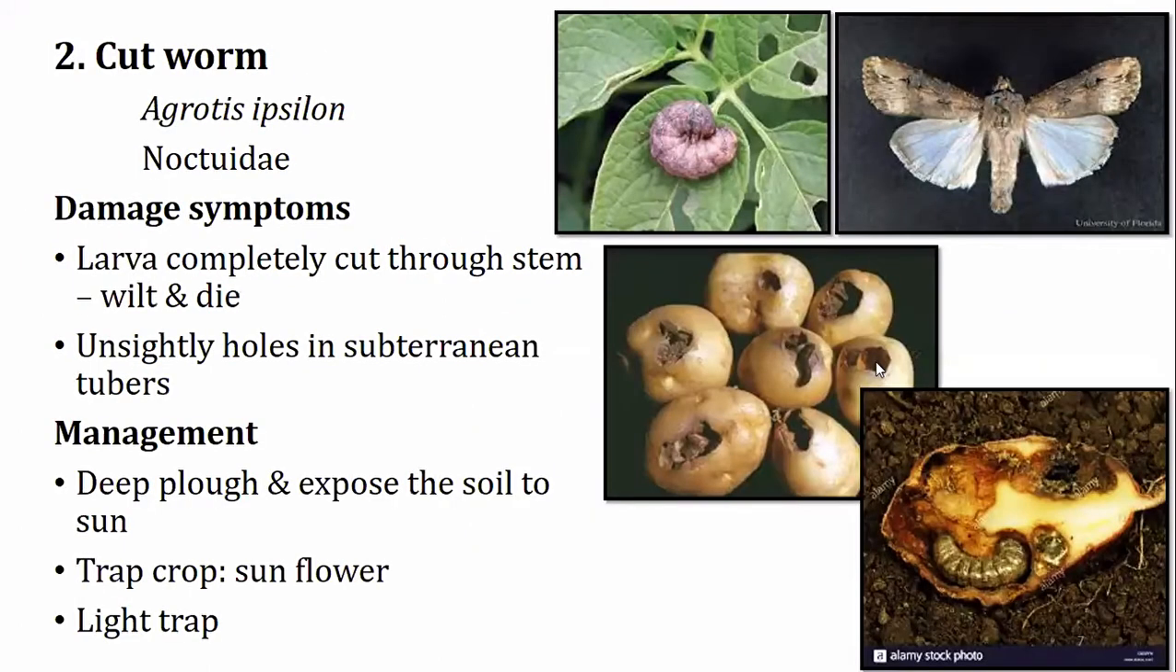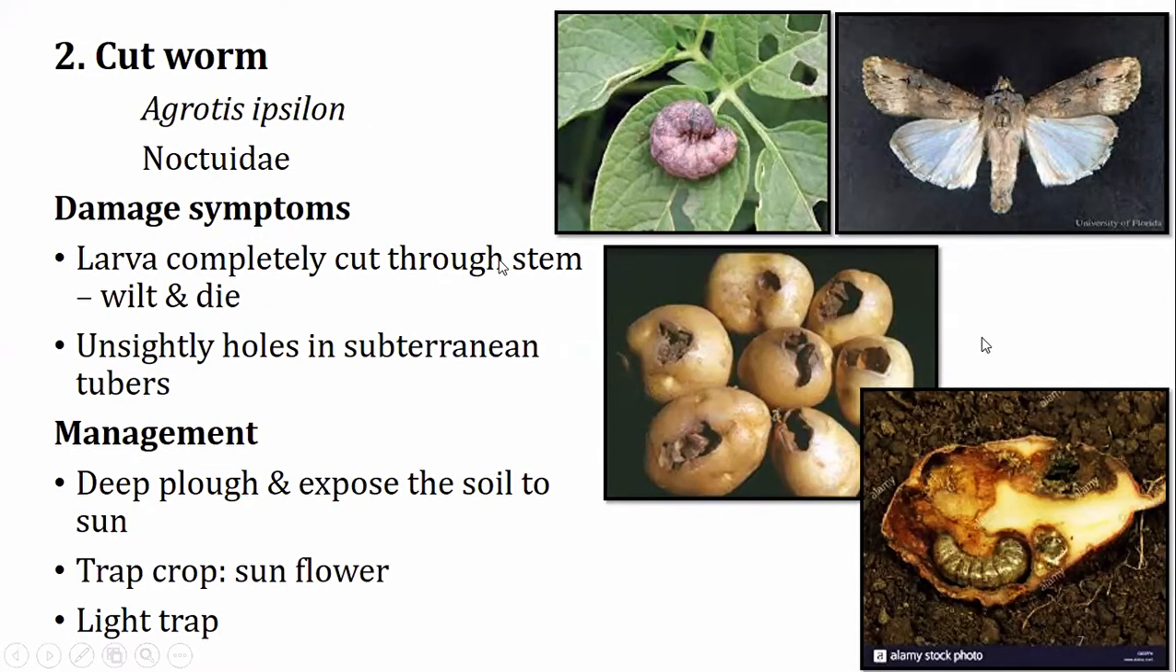The next pest is the cutworm in potato. The entomological name is Agrotis ipsilon. It belongs to the family Noctuidae. I think you all know Noctuidae family pests. They come at night, so we can manage them by using a light trap. No need to memorize. You can think and write this, like this.